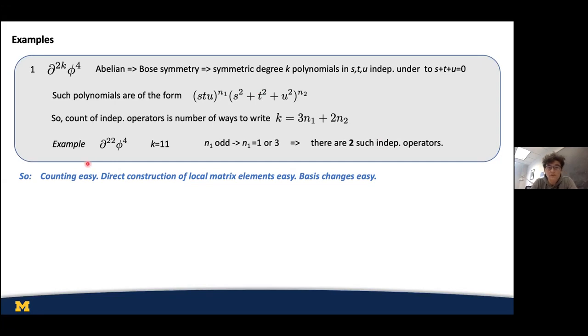The lesson is counting is easy, direct construction of the local matrix elements is easy, and basis changes are also easy, of course. Now, you may not care about 22 derivatives on 4 scalars.